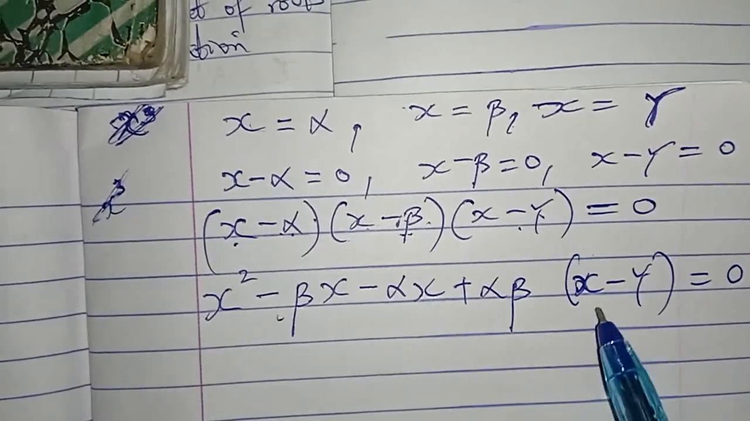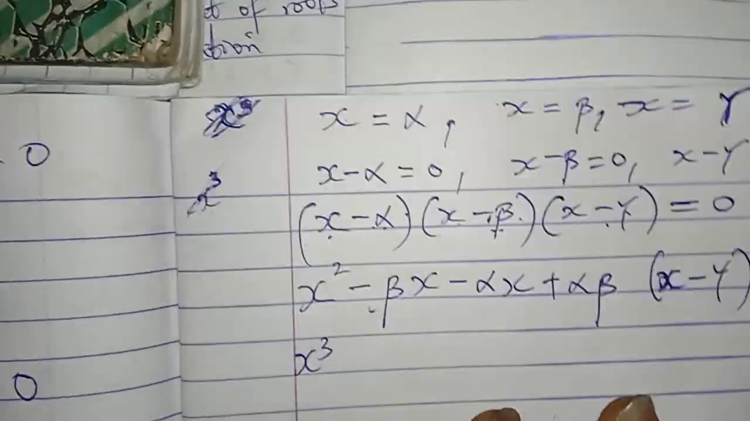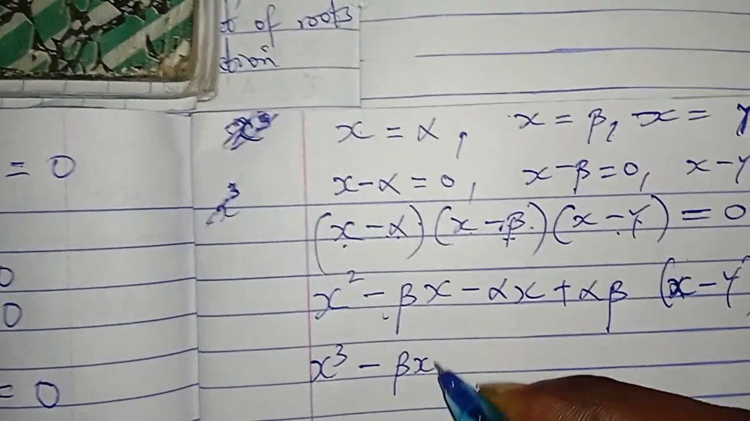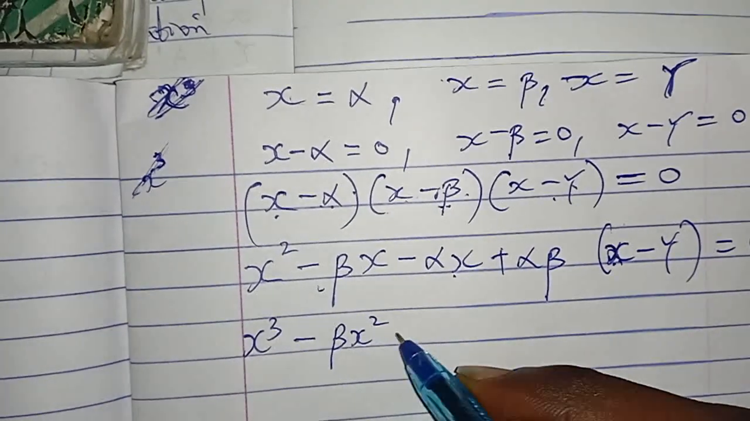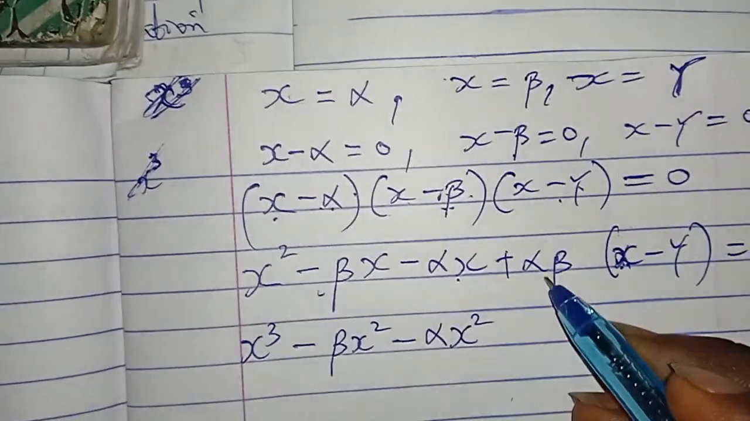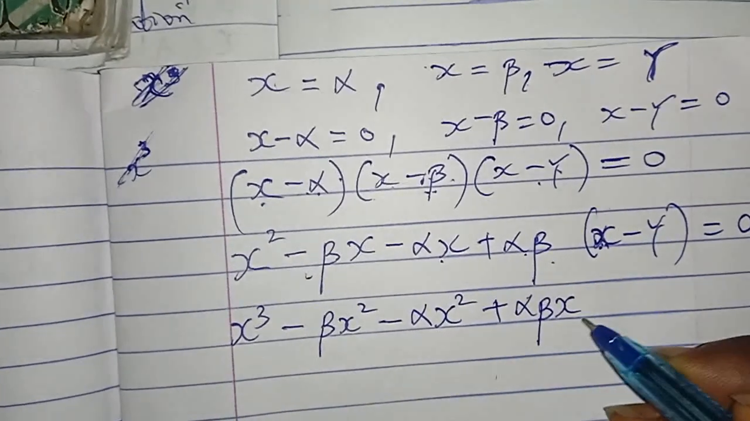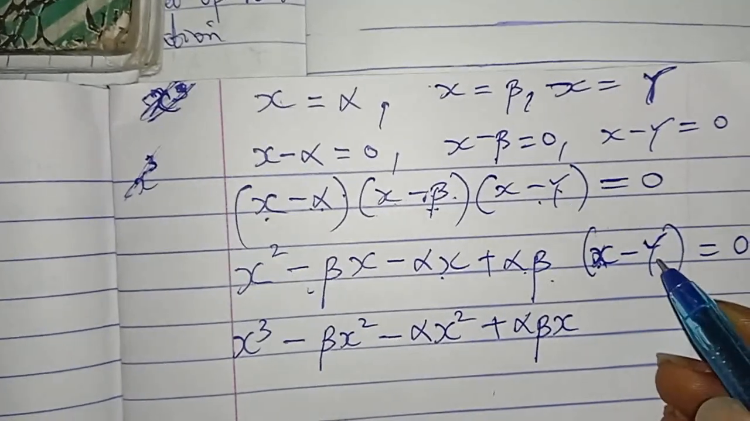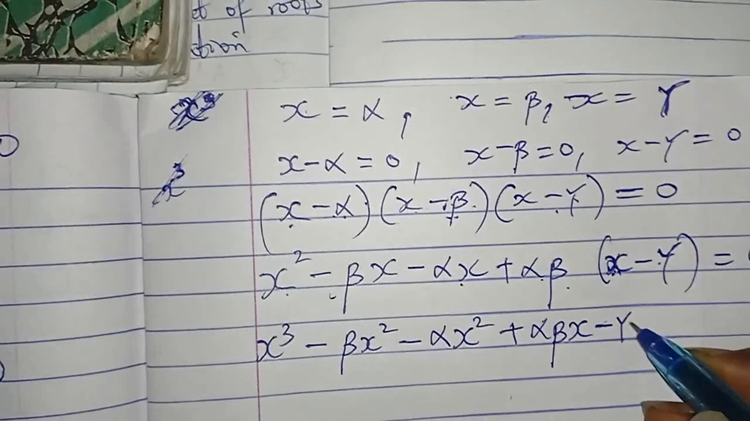So let's go now. x times x squared will give me x cubed. x times minus beta x will give me minus beta x squared. x times minus alpha x will give me minus alpha x squared. x times alpha beta will give me plus alpha beta x. So let's go to gamma. Minus gamma times x squared will give me minus gamma x squared.